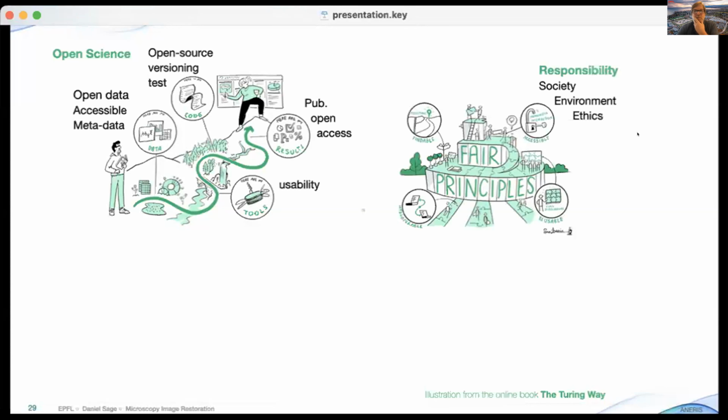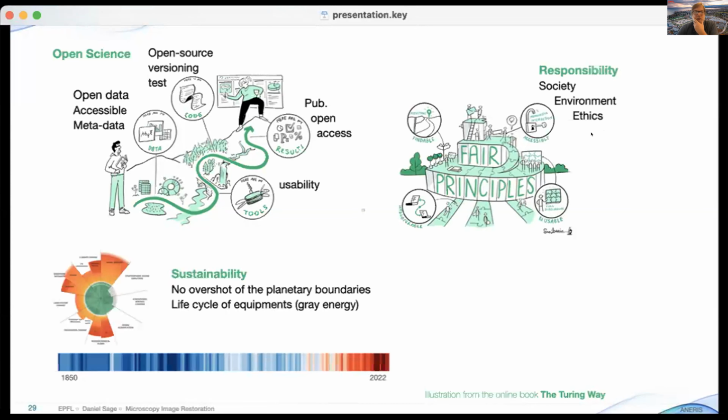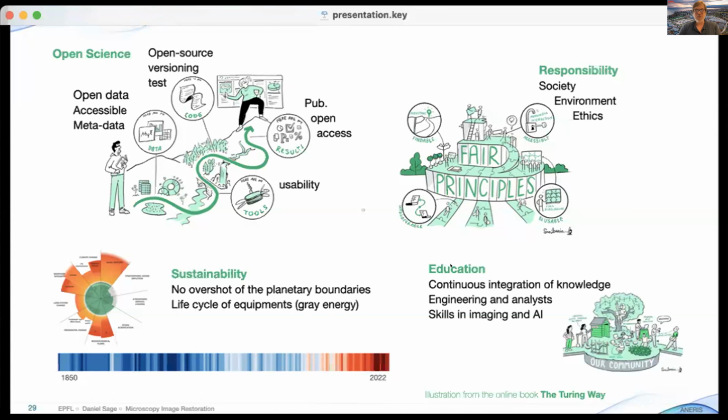We have also a responsibility in terms of society, environment, and certainly about sustainability. When we train a network, obviously that requires a lot of energy. It's not only the power consumption, but also the life cycle of the equipment. So we have to think about the grey energy that we need, all these data centers, all this data that we have to store somewhere. And at the end, it's also education. It's really important that the people that have to deal with this technology are well educated, in image analysis but also in artificial intelligence. And probably that's the goal of this kind of workshop.